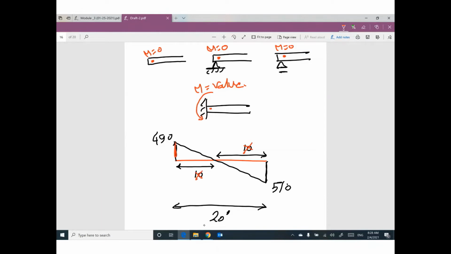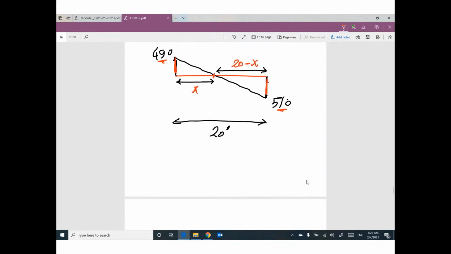Because this height is not equal to this one. This one is 490, this one is 510. So this intersection is not at the midpoint. So what can I do? Okay, you can assume this one is x. That means this one will be 20 minus x. I can say this triangle is similar to this triangle.